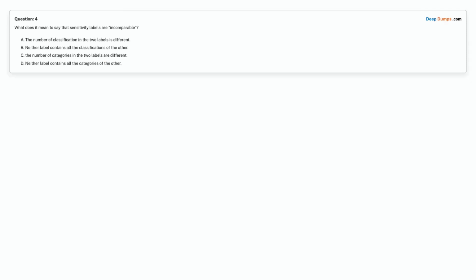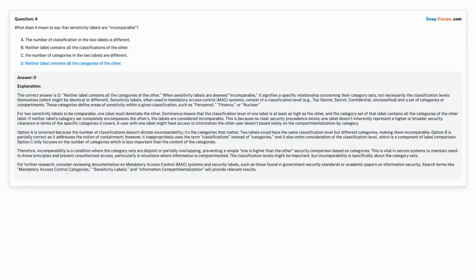Question 4. What does it mean to say that sensitivity labels are incomparable? Option A. The number of classifications in the two labels is different. Option B. Neither label contains all the classifications of the other. Option C. The number of categories in the two labels is different. Option D. Neither label contains all the categories of the other. Choose the correct answer. Correct answer is Option D. Neither label contains all the categories of the other.